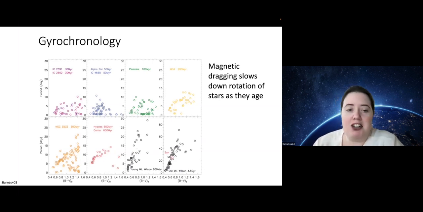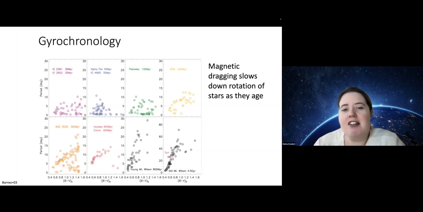This technique is known as gyrochronology. That is to say, if you are able to estimate the rotational period of a star, you should be able to infer its age. Gyrochronology is nothing new. It has been known for a while, since the 60s, as most things are. And there have been some seminal papers on this topic back in the early 2000s.